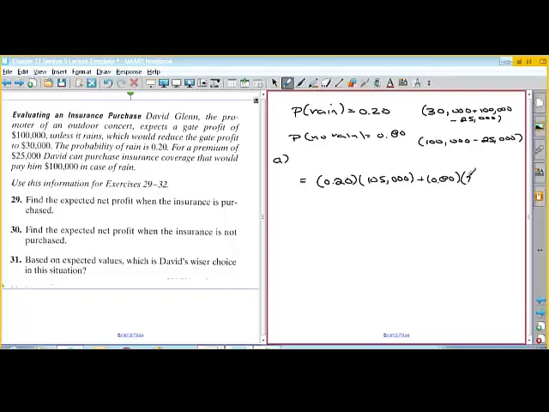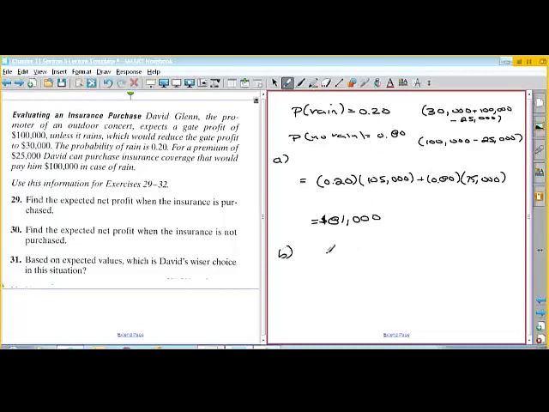And then you take the probability of it not raining times the value associated with not raining. So we do that calculation, see what it is. That's part A. 0.2 times 105 plus 0.8 times 75,000, and we get 81,000. So that's the expected profit per year.